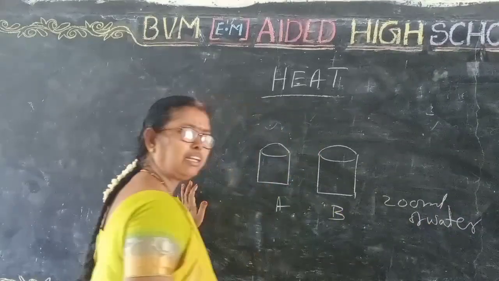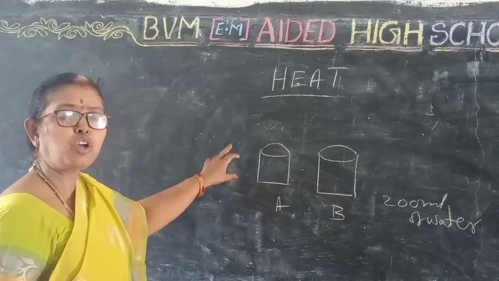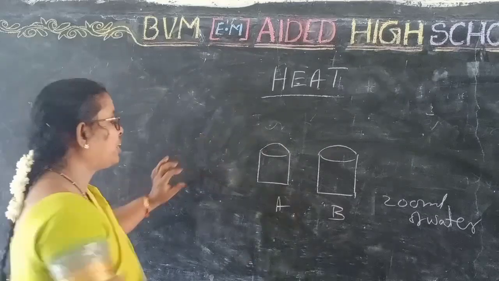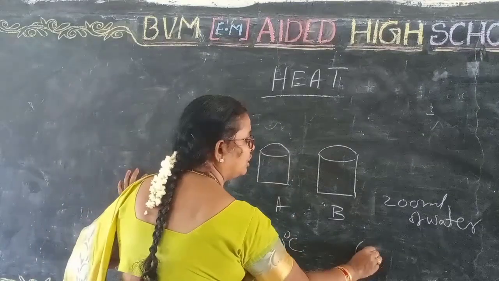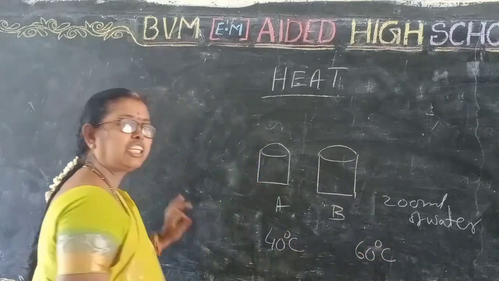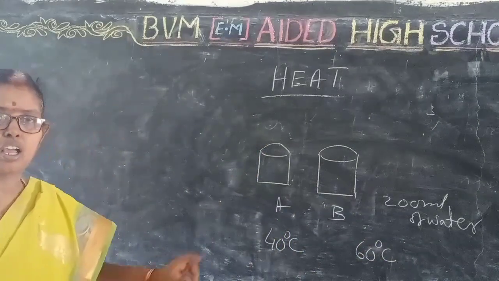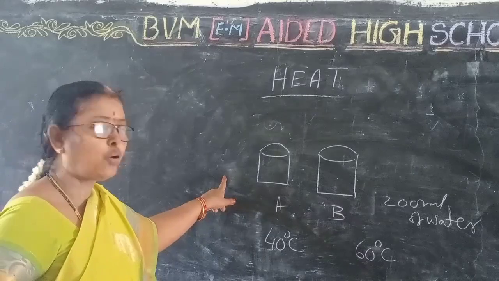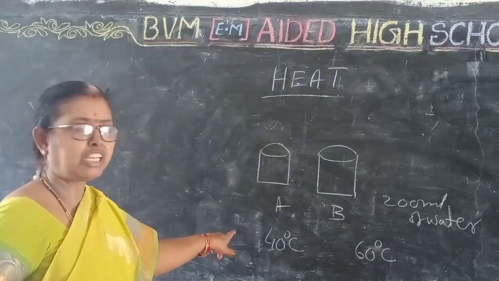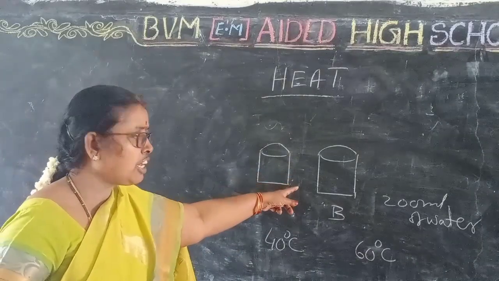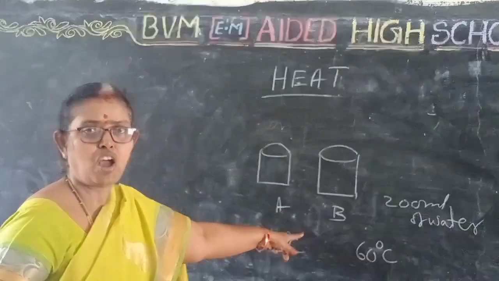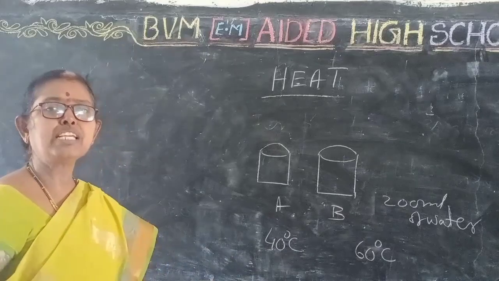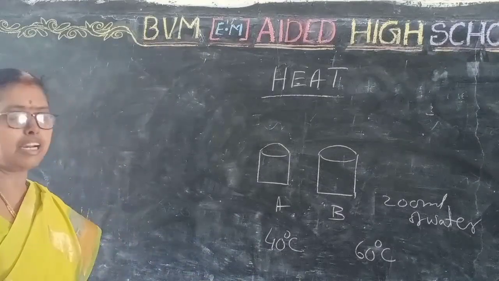in each beaker. In the first beaker the water temperature is 40 degrees centigrade, whereas in the second beaker the water temperature is 60 degrees centigrade. So in the first beaker you have taken 200 ml of water at 40 degrees centigrade, in the second beaker 200 ml of water at 60 degrees centigrade. After that you mix these two in another beaker.